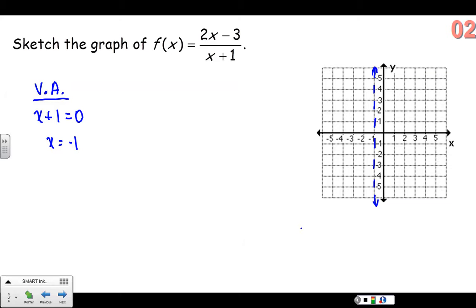My horizontal asymptotes, since the power of x matches on top and bottom, we know that's just going to be y equal to 2 on top and 1 on bottom. So y equals 2. We know that's a horizontal line. Okay?